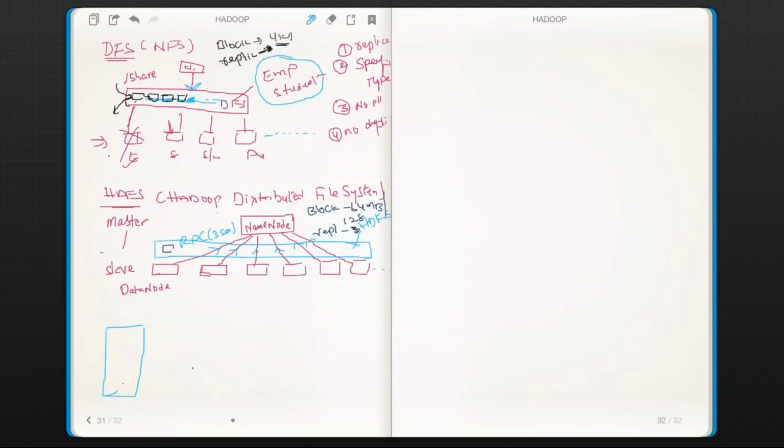In the local case, the operating system decides the block size. In the case of HDFS, HDFS is going to define what the block size is. Here we can change the block size. 64 to 32, I can change. 64 to 100, I can change. But in the local file system you cannot change it. 4 KB is fixed, 4 KB only.